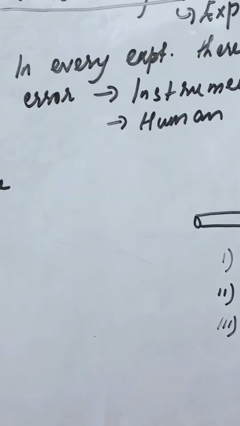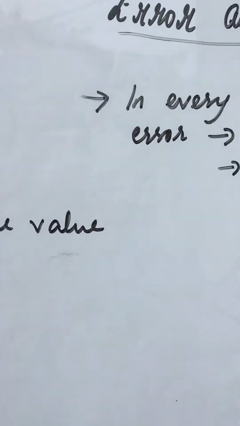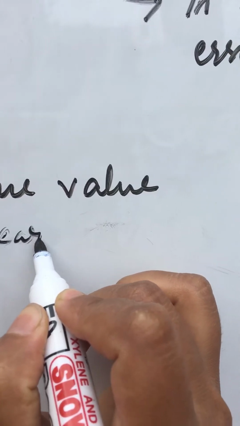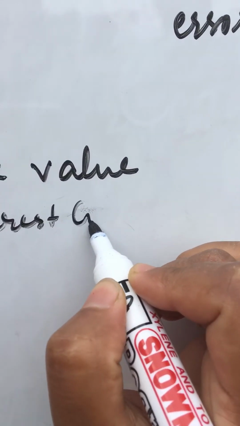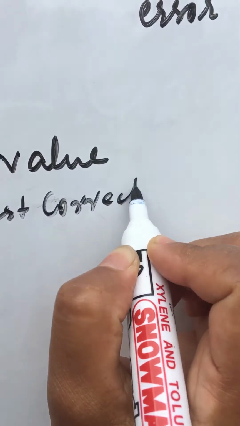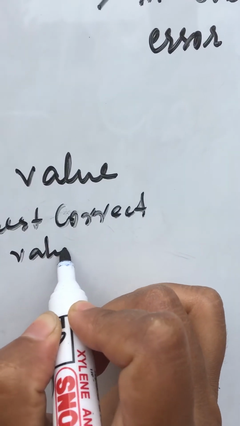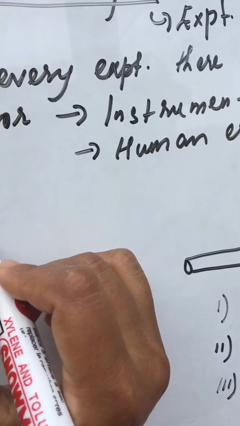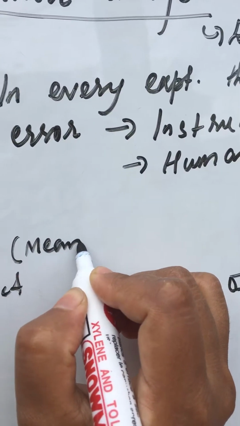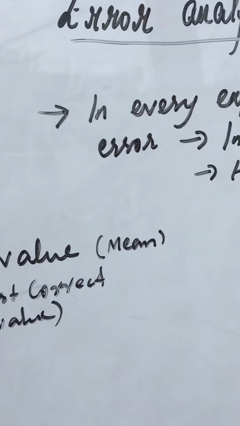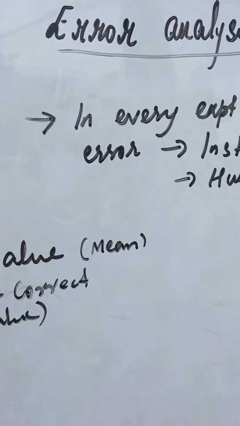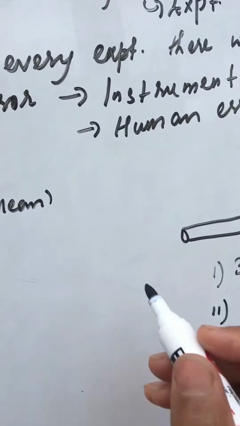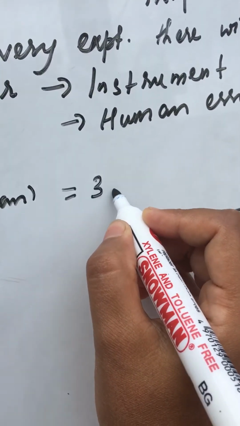Then the true value, we say, is actually the nearest correct value. In this case, the nearest correct value is the mean. This is what we consider the true value. So what is the true value? The true value is the mean of the readings.